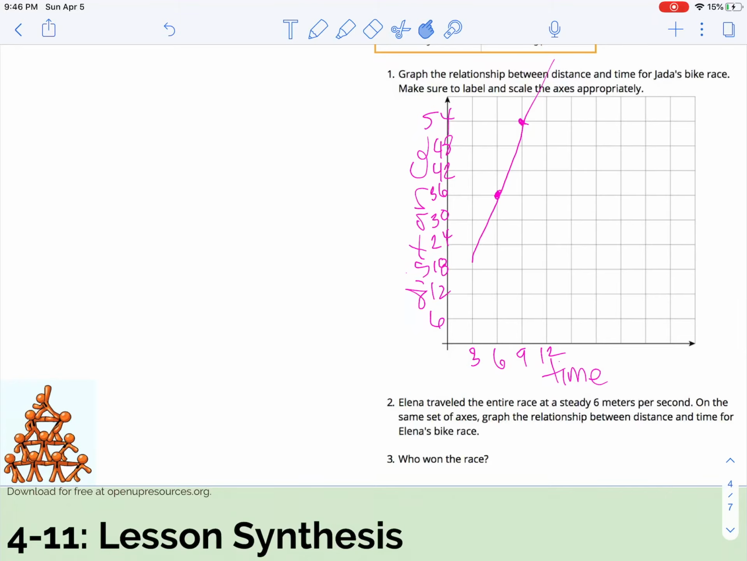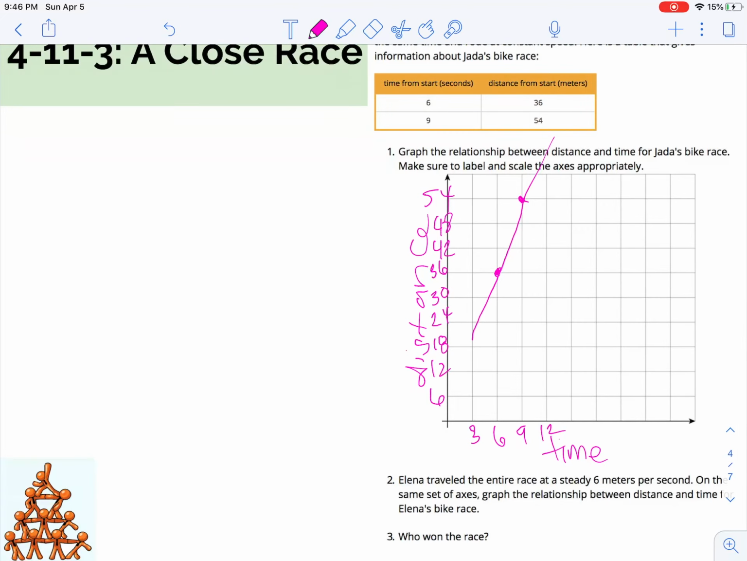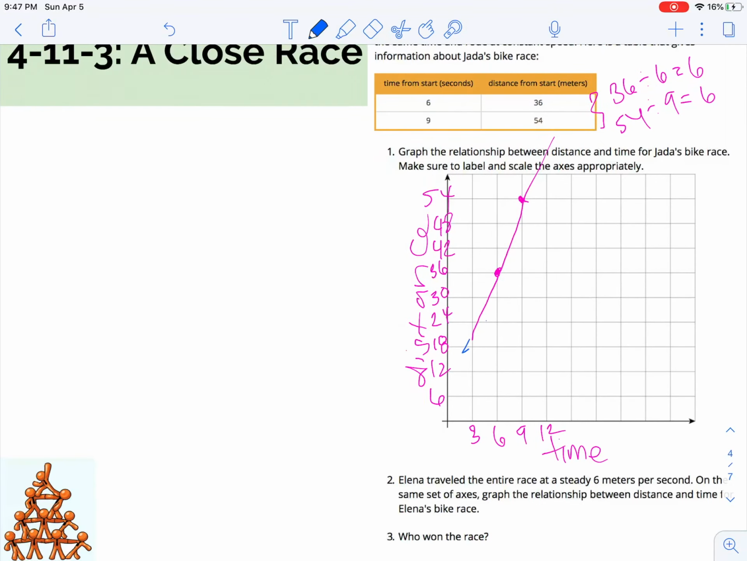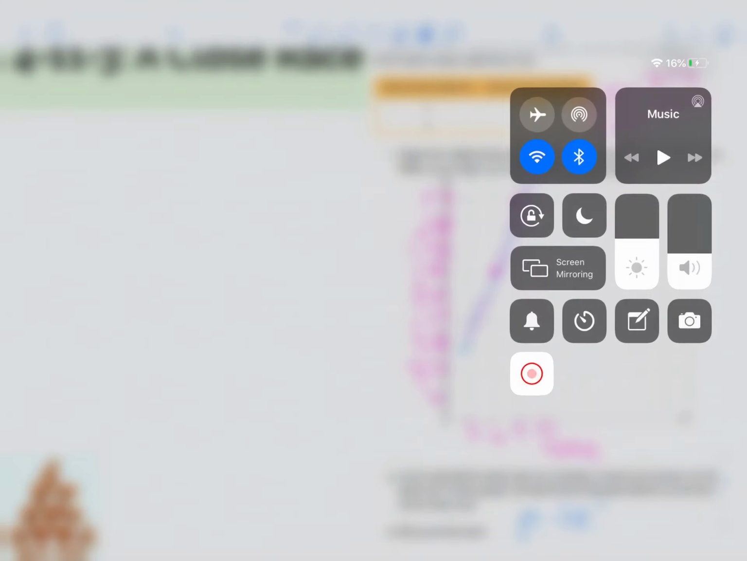And then number 2 says Elena traveled the entire race at a steady 6 meters per second. On the same set of axes, graph the relationship between distance and time for Elena. So if Elena is also traveling 6 meters per second, and you know that this is 6 because you can do 36 divided by 6, that's 6, as well as 54 divided by 9 is 6 as well. So they're going at the same speed, so you could just draw a line right on top of that line because Elena is going to be the same. And then who won the race? It would be a tie. All right, go do your practice problems.